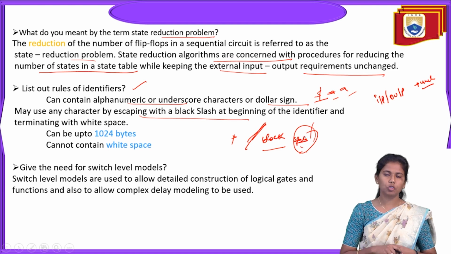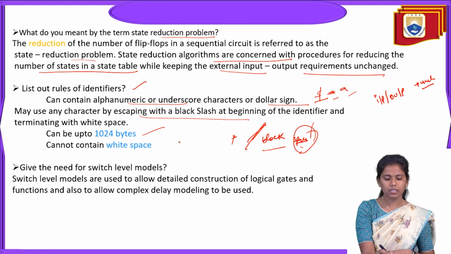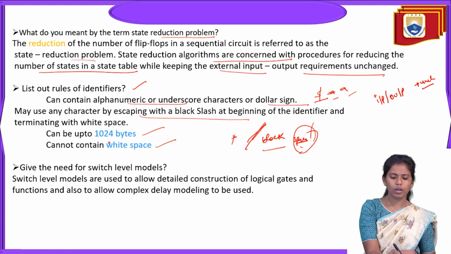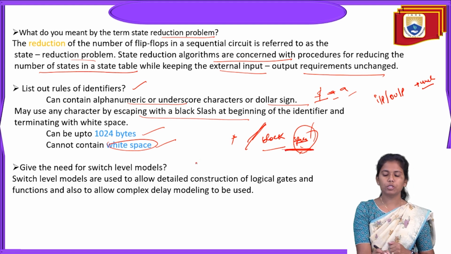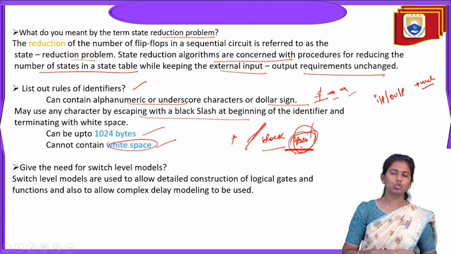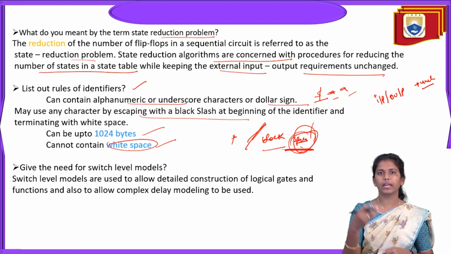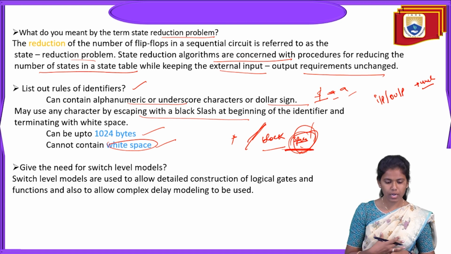So this is also considered to be one of the identifiers, and it can be up to 1024 bytes and cannot contain white space. As I said, we may see white space, right? So identifiers cannot contain white space. If you observe white space anywhere in your code, then you have to omit it immediately. So these are the rules to follow if you are writing your code by making use of identifiers.